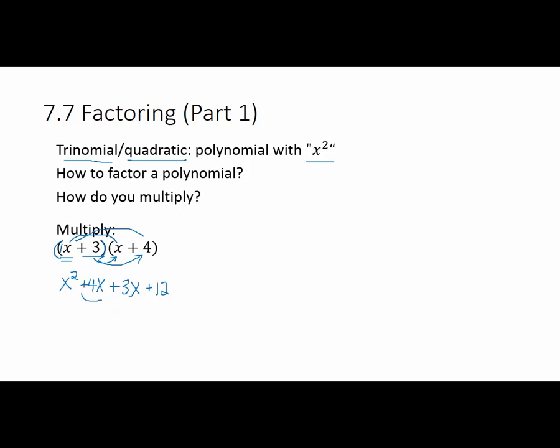Now we're not quite done because we do have some like terms to combine in the middle. 4 plus 3 will actually give us a 7x in the middle, and then I'll bring down my plus 12 and my x squared.